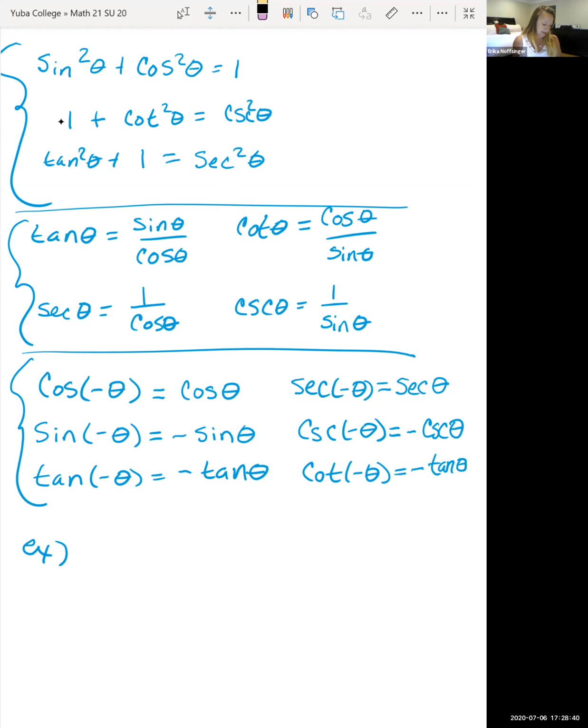So let's say it says establish each identity. In other books, I usually say prove. So cosine theta, all times cotangent theta plus tangent theta. We want to show that this is equal to secant theta.